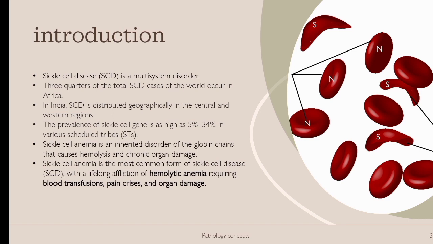Sickle cell anemia is an inherited disorder of the globin chain that causes hemolysis and chronic organ damage. Sickle cell anemia is the most common form of sickle cell disease, with a lifelong affliction of hemolytic anemia requiring blood transfusion, pain crisis and organ damage.